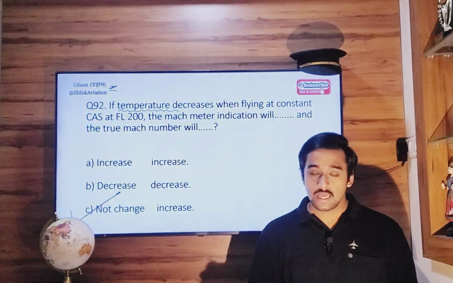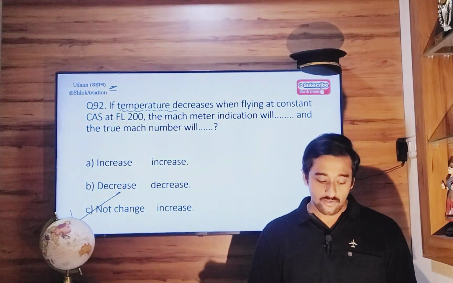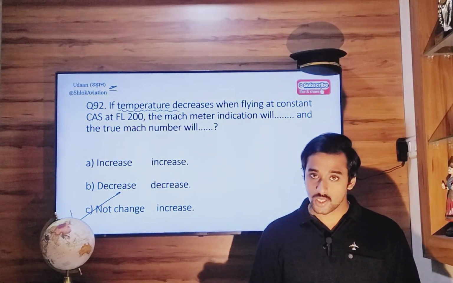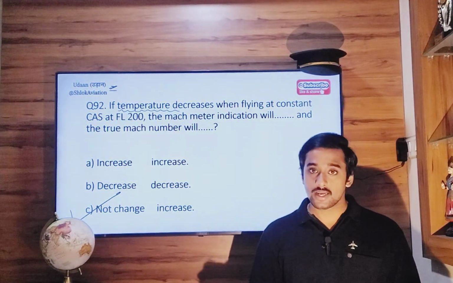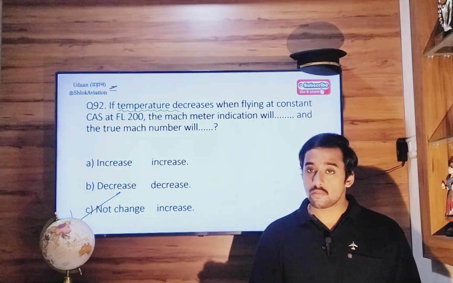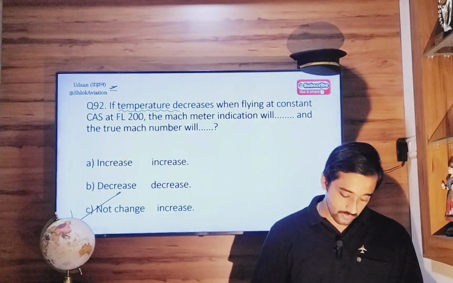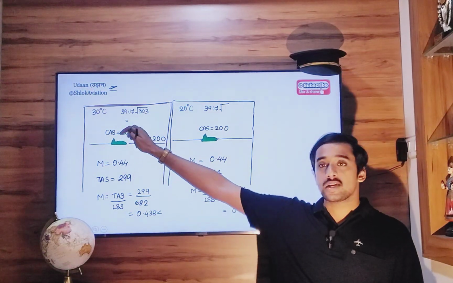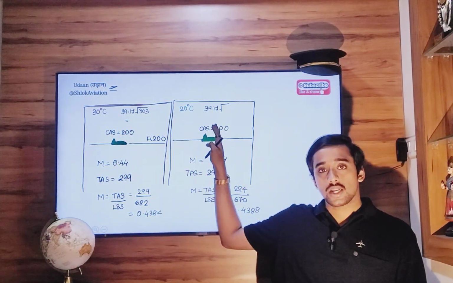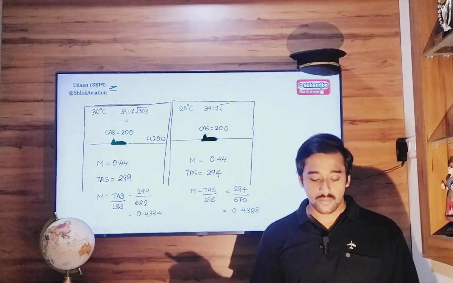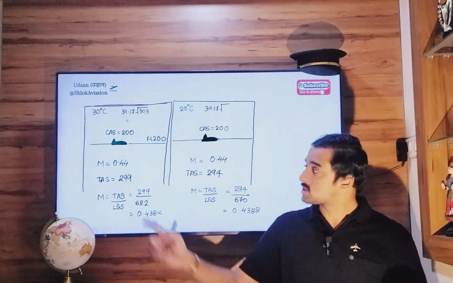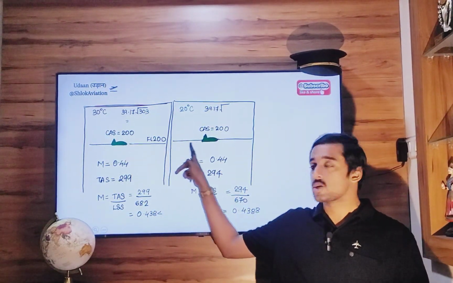Question 92. If temperature decreases when flying at constant calibrated airspeed at flight level 200, Mach meter indication will dash and true Mach number will dash. So I have taken two air masses here. One in which the temperature is 30 degrees Celsius, another one in which the temperature is colder than that, 20 degrees Celsius. You are flying at a constant altitude of flight level 200.